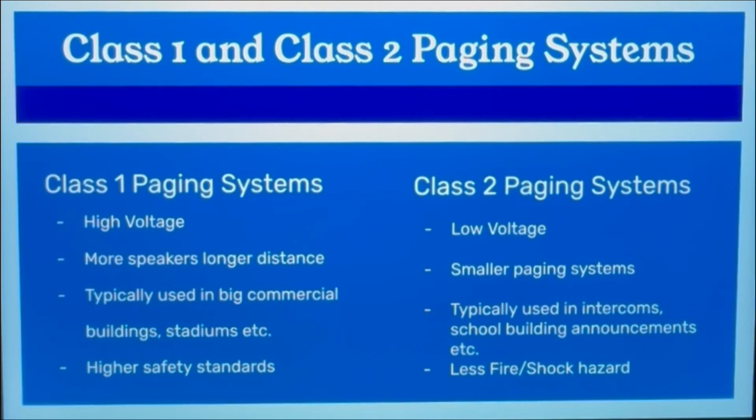Some types of Class 1 paging systems are high voltage paging systems that include a lot more speakers over a longer distance, typically used in big commercial buildings or stadiums. And Class 1 circuits have higher safety standards than Class 2. That is because Class 2 paging systems are lower voltage, used for smaller paging systems in smaller spaces, such as intercoms and school building announcements, and they have less of a fire or shock hazard.